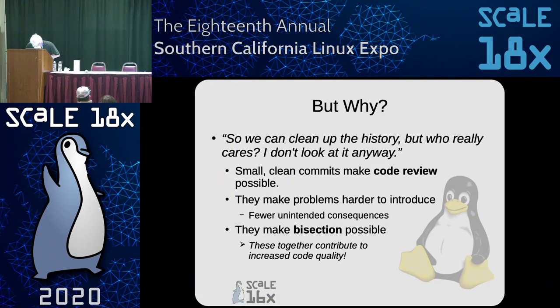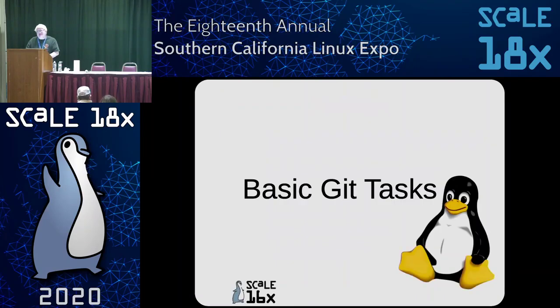So, great. We can clean up the history. Who really cares? Well, you should care, because small, clean commits make code review possible. It means problems are harder to introduce, and there are fewer unintended consequences. It also makes bisection possible, which is really cool, and we'll talk about that later, time permitting. And all of the above contribute to better code quality.